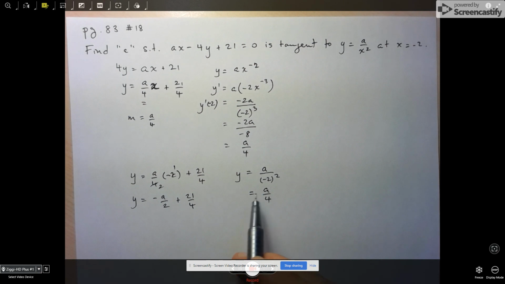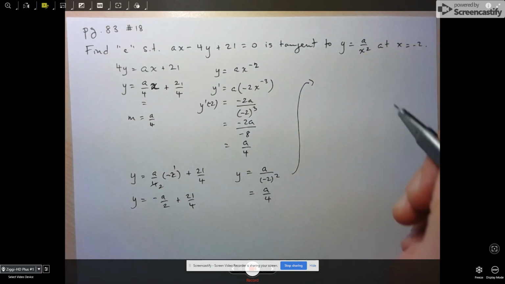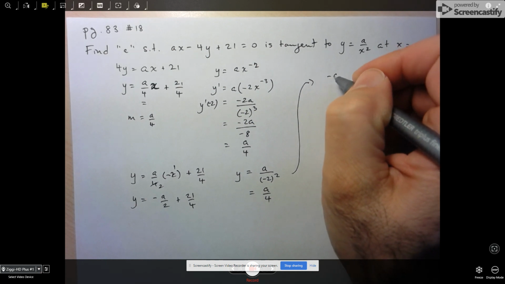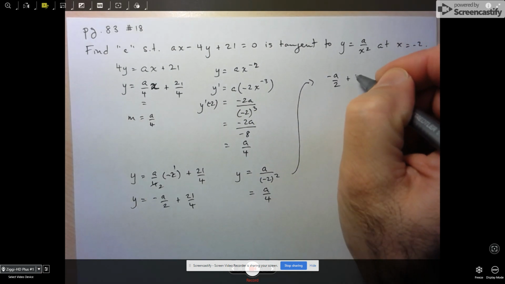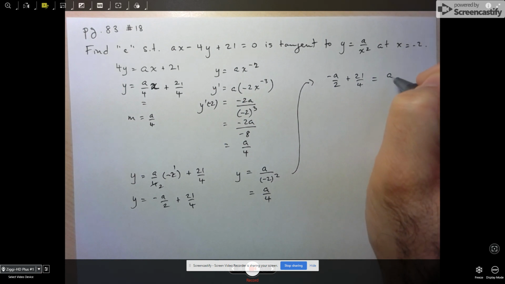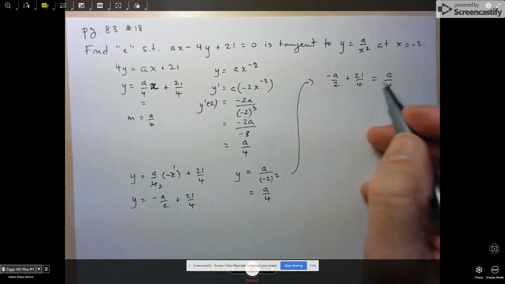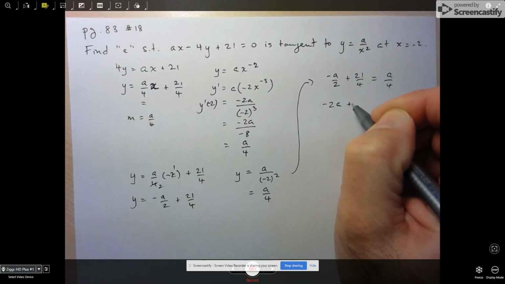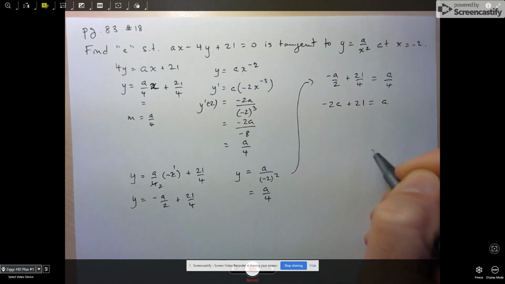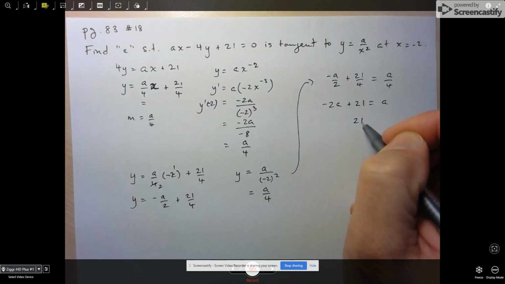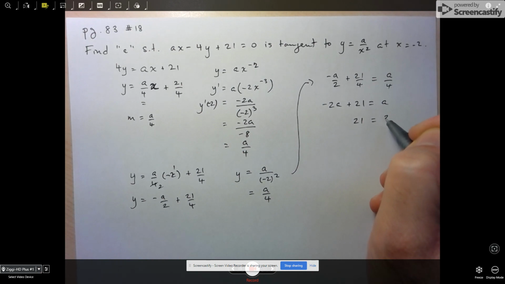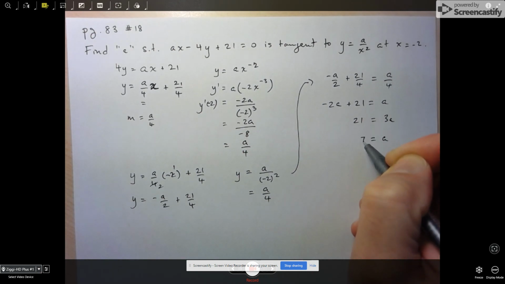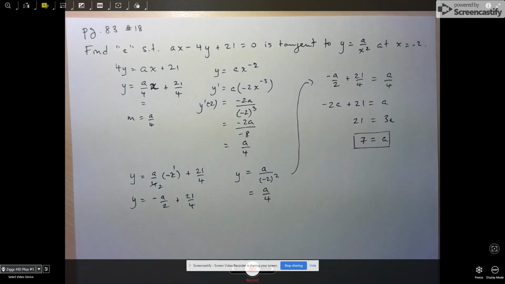And so now we're just going to equate these two y values since they have to be shared by both the line and the curve. So we have -a over 2 plus 21 over 4 has to be equal to a over 4. And to make life easier, I'm just going to multiply both sides by 4. So I'm left with -2a plus 21 equals a. So I'll bring the -2a to the other side. I have 21 equals a plus 2a, which is 3a. And so a has to be equal to 7. Okay, and there you have it.